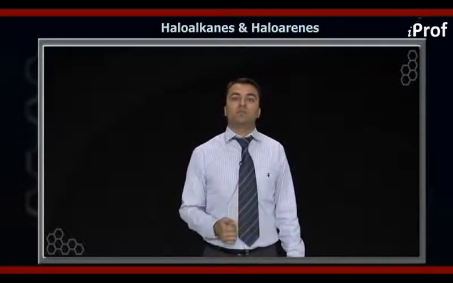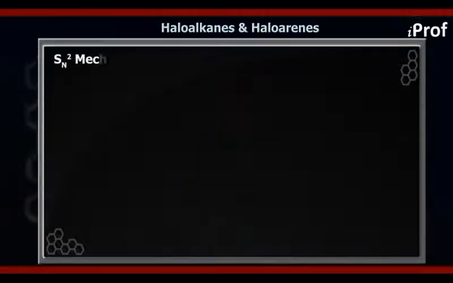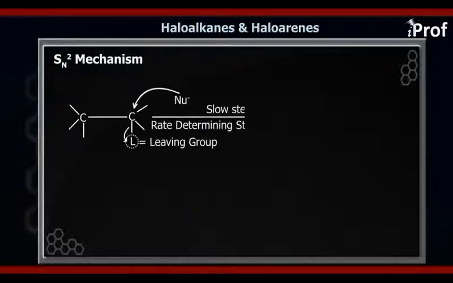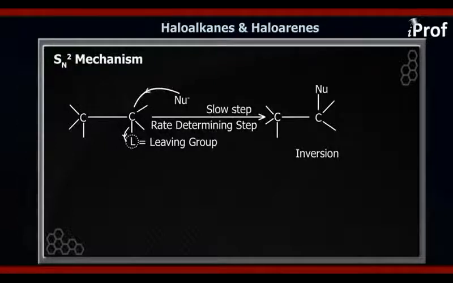Now coming to the next mechanism, that is SN2. In this case, suppose we have this as a substrate. The nucleophile attacks on the carbon at which the leaving group is present, but from the opposite side of the leaving group. So the nucleophile from the reagent attacks the carbon at which the leaving group is present, but from the back side, and forms first of all the transition state.